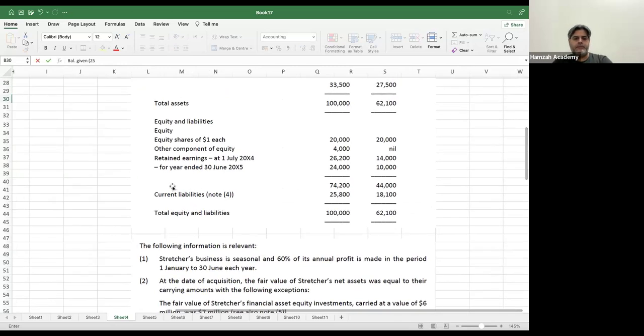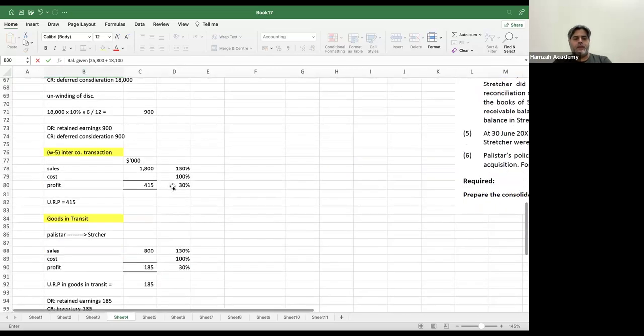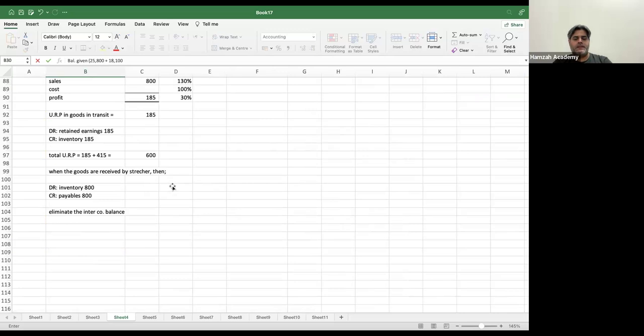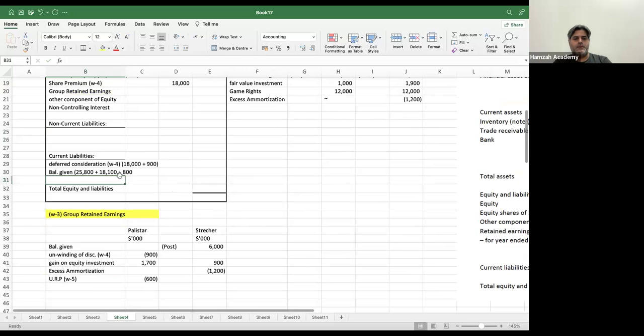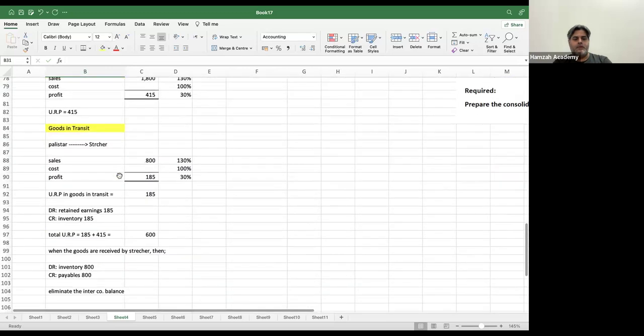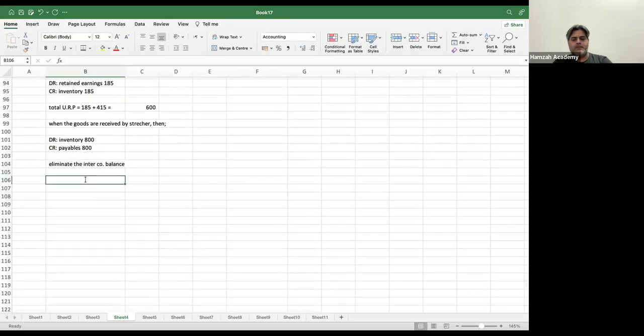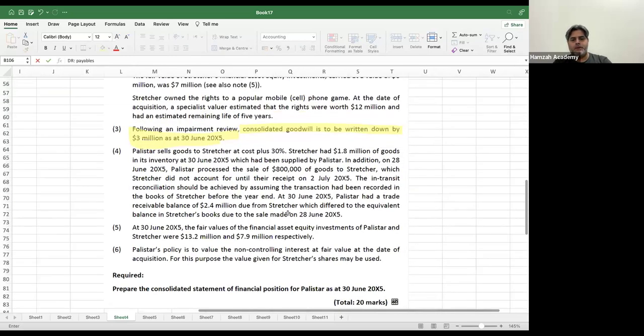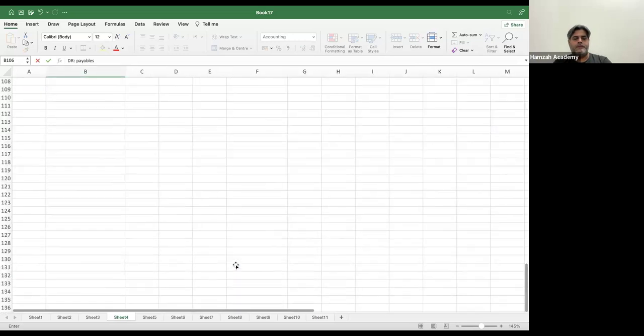25,800 plus 18,100 plus 800. Okay, this plus 800. Now eliminate the intercompany balance, and that's going to be debit the payables with, what is the intercompany balance? 2.4 million.